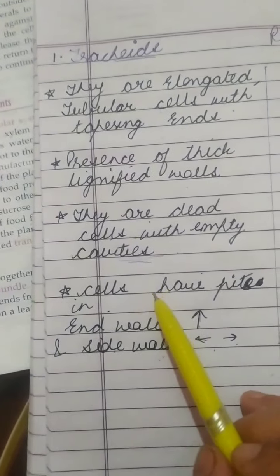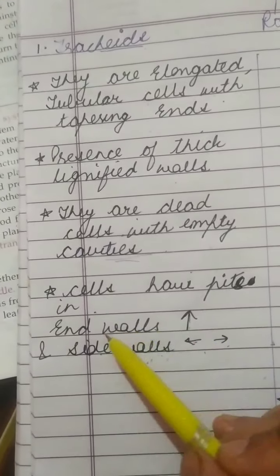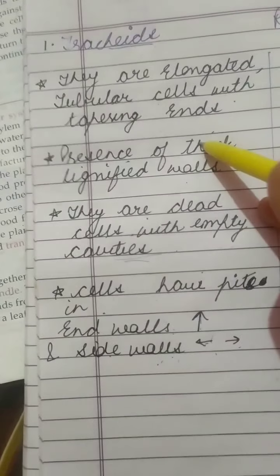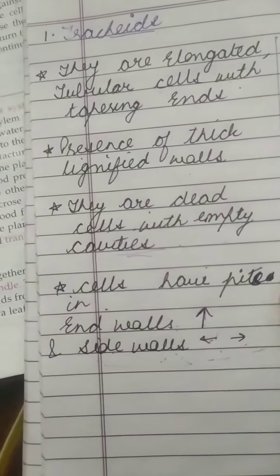So the pits which are present in the tracheids provide water from the end walls, meaning the pits which are present in the end wall provide water from the lower part to the upper side, and the pits which are present in the side wall provide water to the sides of the stem.